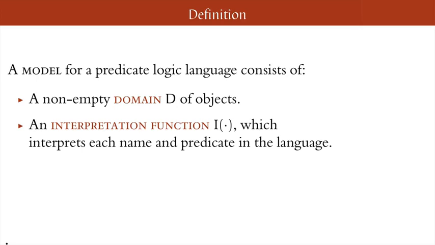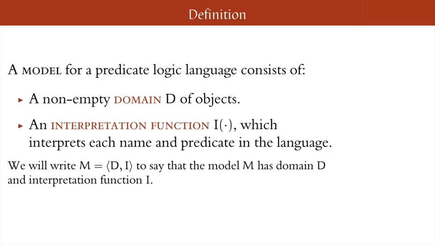A model for predicate logic consists of two parts: a non-empty domain D of objects, together with an interpretation function which interprets each name and each predicate in the language using objects in the domain D. We will write a model M as a pair D, I to indicate these two parts. This lesson will focus on the interpretation part with lots of examples.